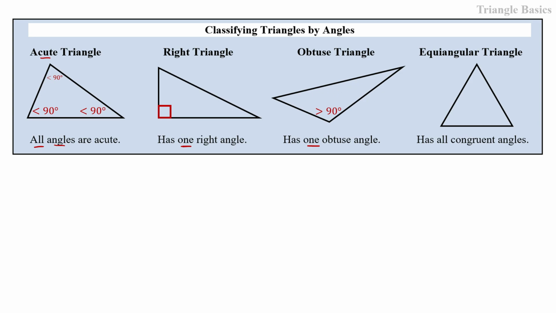And the last one is equiangular. Remember, equi means equal, angular is angle. But if it has all equal angles or all congruent angles, then it's going to be an equiangular triangle. And so we can signify that the angles are equal by putting those 2 little marks right there.